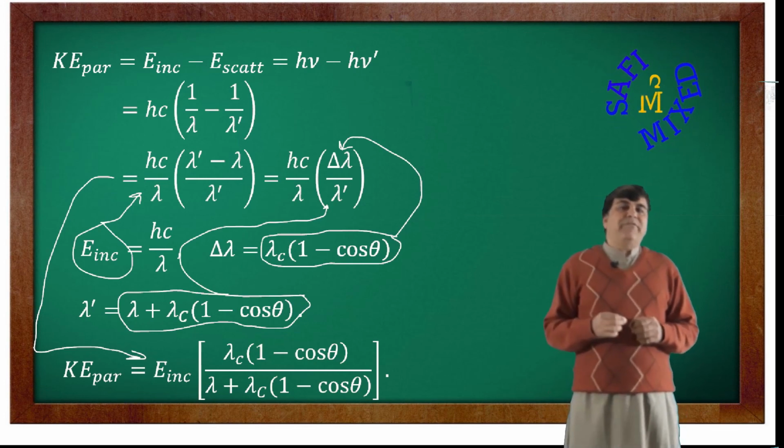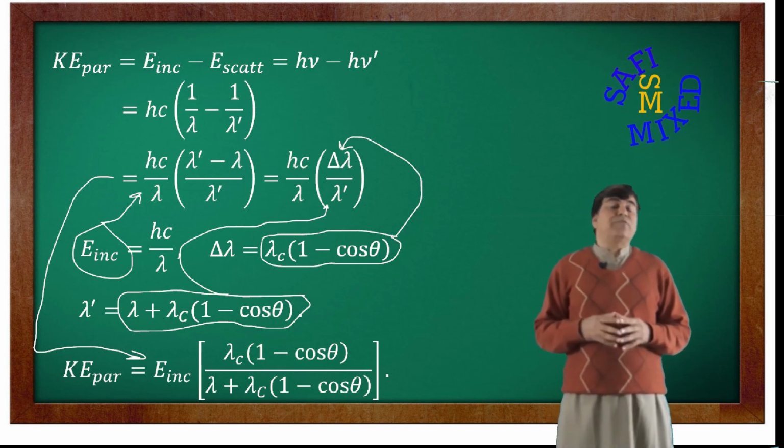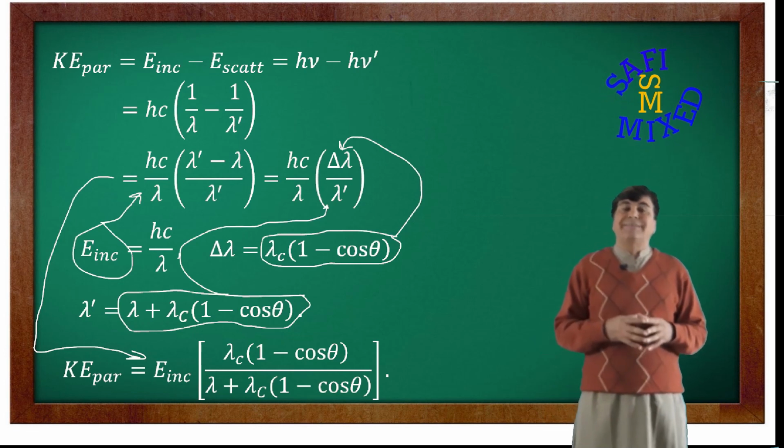The Compton effect can be observed with photons of large energy, that is, with photons in the X-ray and gamma ray regions.